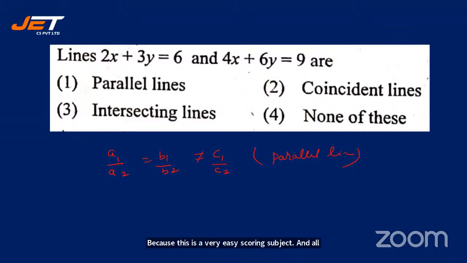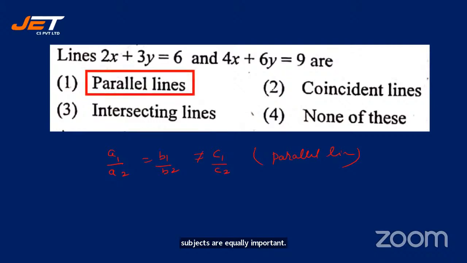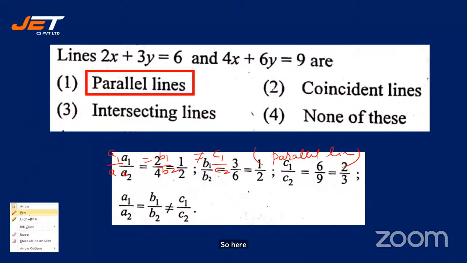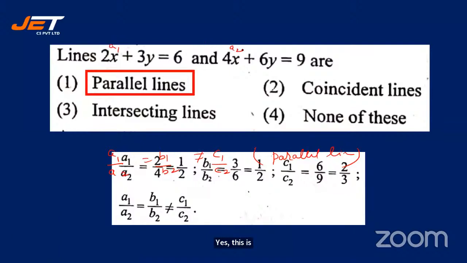All right. So I'm sure you would have worked out the answer. Let's see the answer. It is parallel lines. Yes, how? See, that's what I told you. A1 by A2 is equal to B1 by B2, but it should not be equal to C1 by C2. What is A1? So here, yes, this is A1. This is A2. This is B1. This is B2. And the constant is C1, C2.